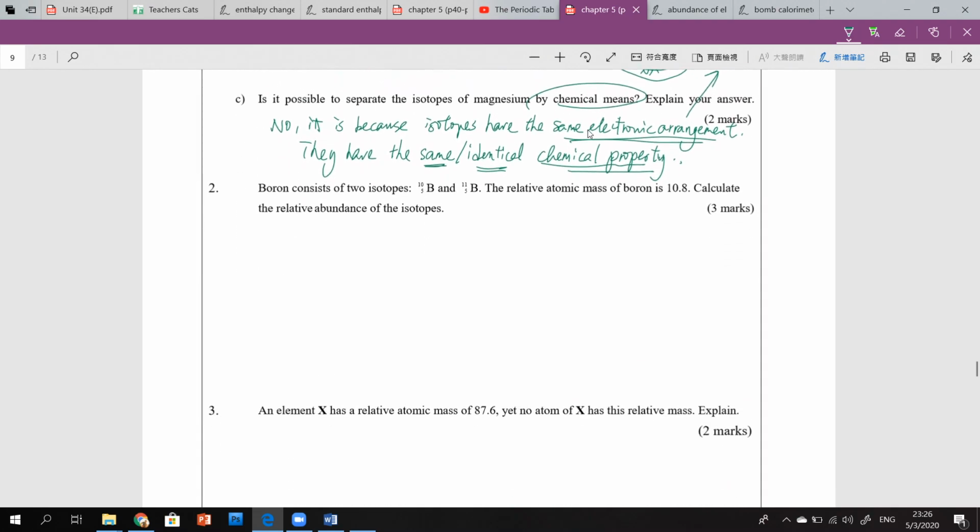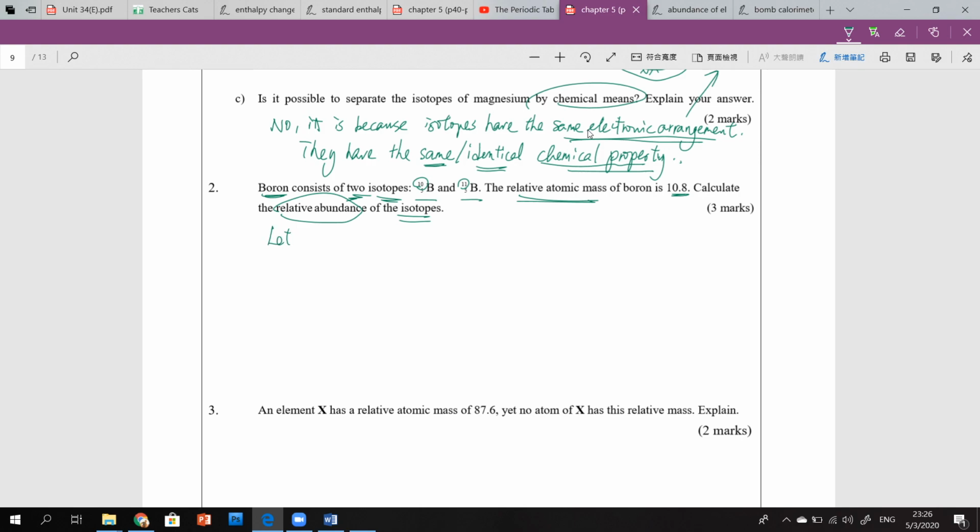Question 2 is a little bit more difficult because you are going to find out an unknown. The unknown is the relative abundance of the isotopes. This time you use another element as an example, boron. It has 2 isotopes, boron-10 and boron-11. The relative atomic mass, the weighted average, is 10.8. So you are going to calculate the relative abundance of the isotopes.